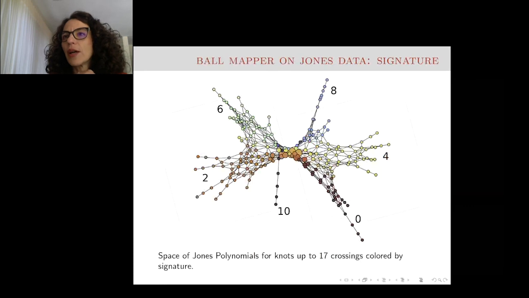Let's focus now on the signature. This is the Ball Mapper for knots up to 17 crossings colored by signature. You can see that there are these flares where the signature is monochromatic, and then there's the messy core.